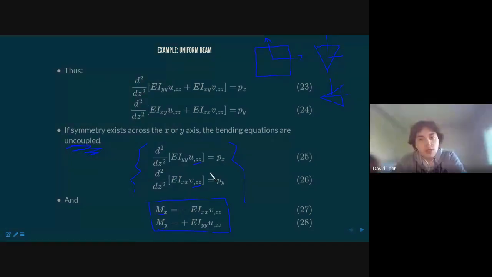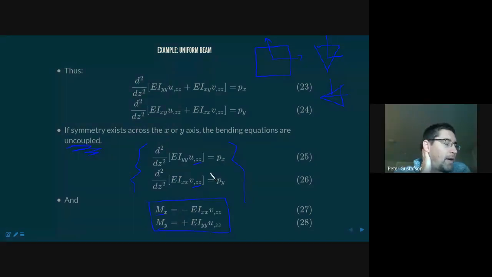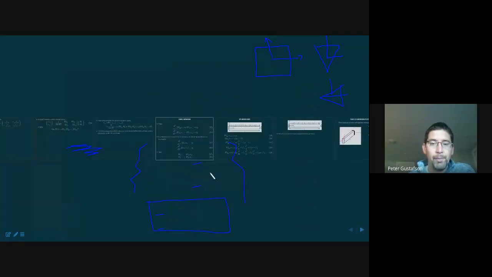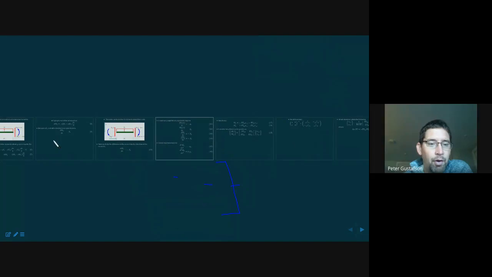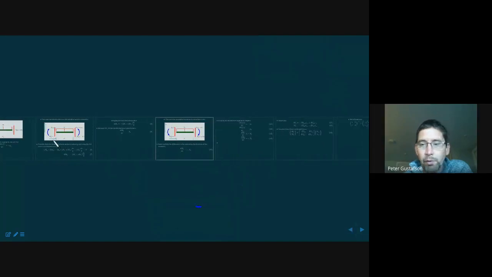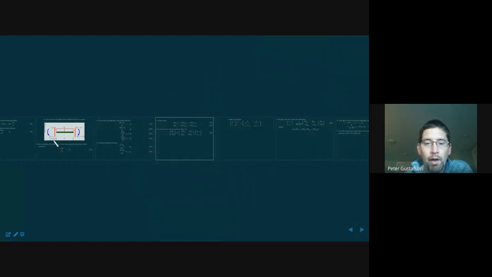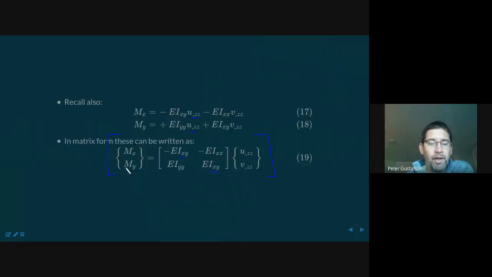So I'm seeing a question. Let me answer Nicole's first. She says, can you explain where the last two equations come from? Yeah, sure, happy to. The last two equations are not new equations. In fact, we've already used them. It was these equations here, Nicole.